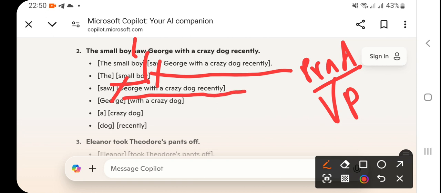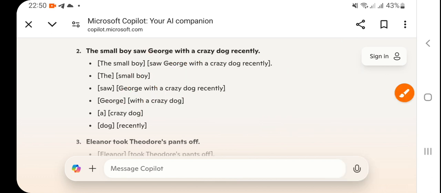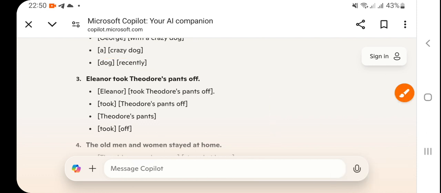Then George with a crazy dog recently, so that's George, which is again a noun phrase, right? So here the noun will be dropped. Then with a crazy dog, that's a prepositional phrase. Then with, then a crazy dog, that is again a noun phrase, right? Then crazy dog. Sorry, the crazy dog is an adjective phrase. Then recently, that is an adverb, right? So this way it will be translated.